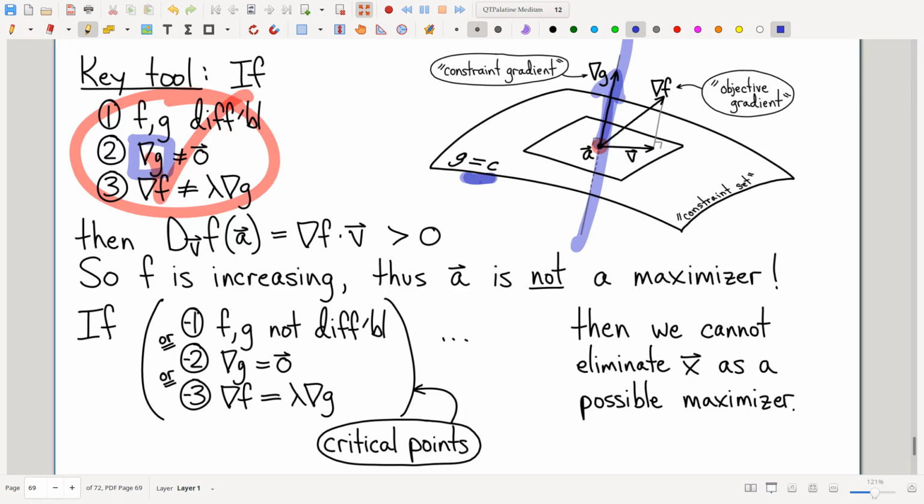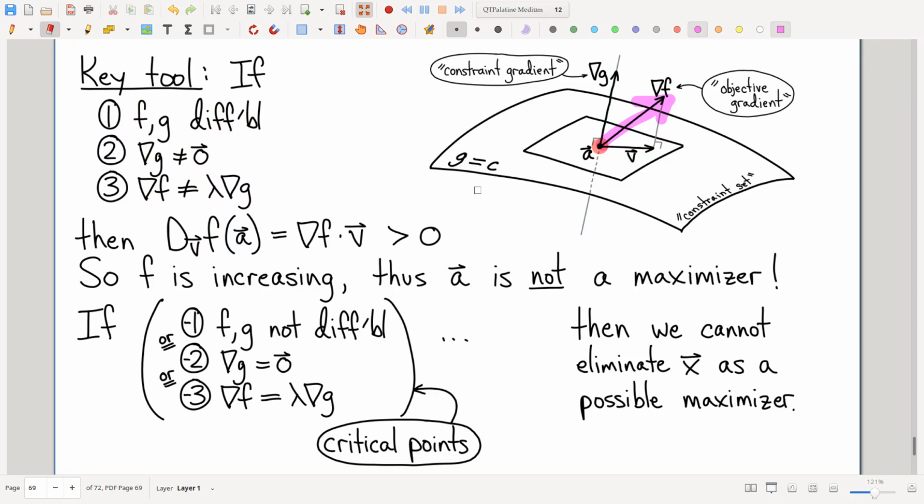And then if the gradient of f is not a multiple, then that means that the gradient of f points off of the perpendicular. And this is why, game over. Once we know that our objective gradient is pointing off of the perpendicular, then check out the following little computation I can do. It's off of the perpendicular, so it has a shadow.